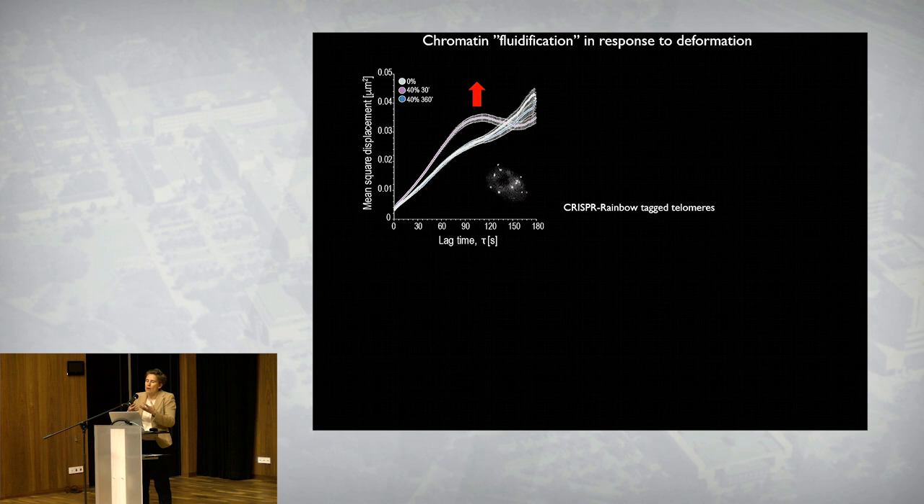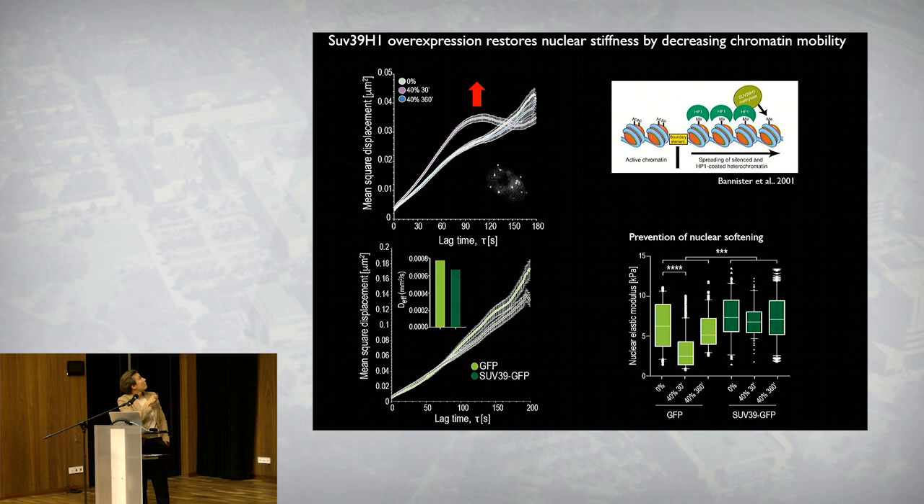So the obvious question is, is it because of the chromatin? And first we decided to look separately at the chromatin rheology in a bit more detail. So what we did was to tag the telomeres with CRISPR rainbow. The telomeres were the most affected regions coming from the ChIP sequencing data. So we can now image their mobility in live cells, and we can do that after stretching or in controls. And indeed, if we now plot the mean square displacement of these regions over lag time, we can see that there's this increase in chromatin mobility. So the chromatin also becomes softer, if you will.